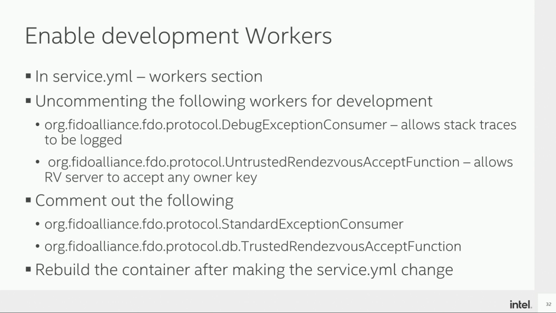So you'd uncomment those, and then comment out the trusted rendezvous accept function that you wouldn't want to use during development, and the standard exception consumer, which gives minimal logging output. And once you've made those changes, you can again bring up the containers and have debug and easier usage of the all-in-one.